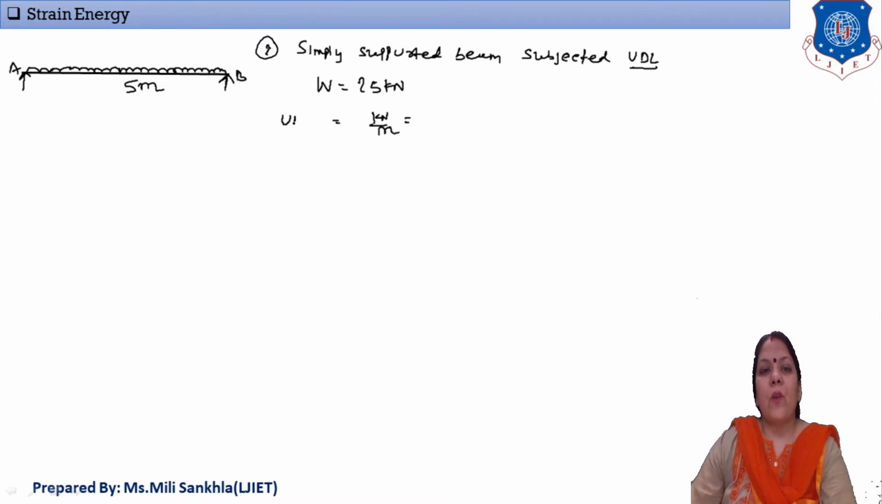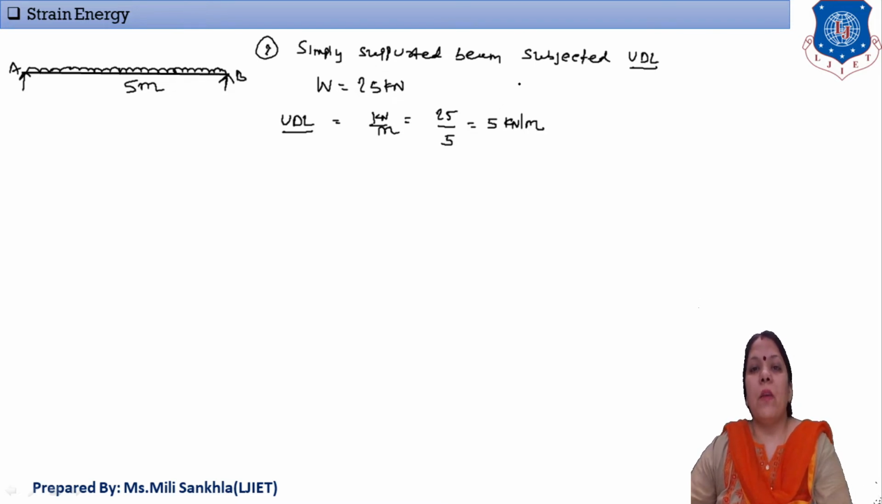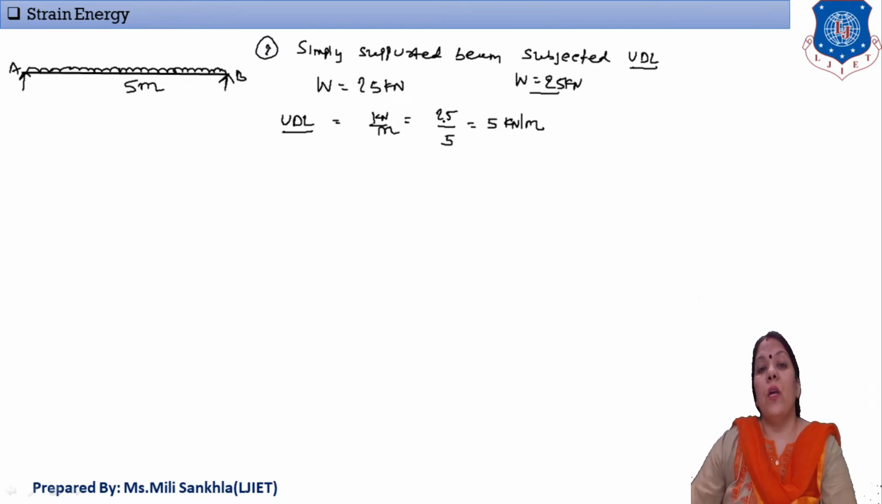That means the UDL load is W, given 25, divided by 5, which is equal to 5 kilonewton per meter. Simply, W is 25 kilonewton, and from this our UDL load according to its unit is W by distance, that is 5 kilonewton per meter. Apply this load here, 5 kilonewton per meter.